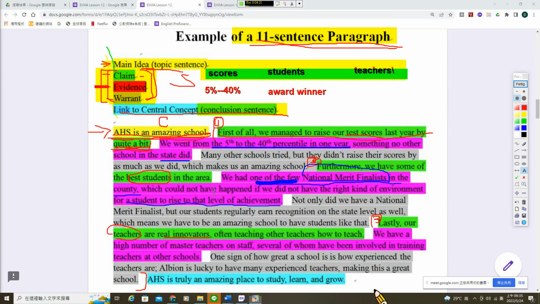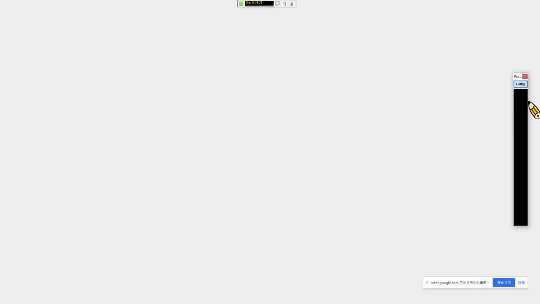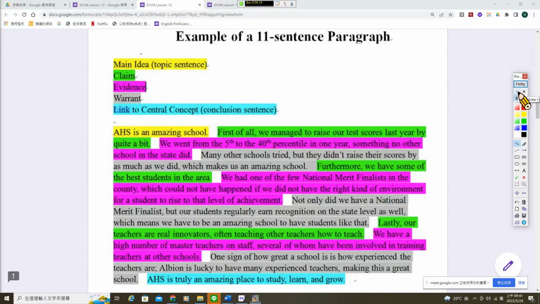So what are the evidences here to support this statement? And you can see we have a high number of master teachers on staff. Okay, so the next one is we have a high number of master teachers on staff, several of whom have been involved in training teachers in other schools.